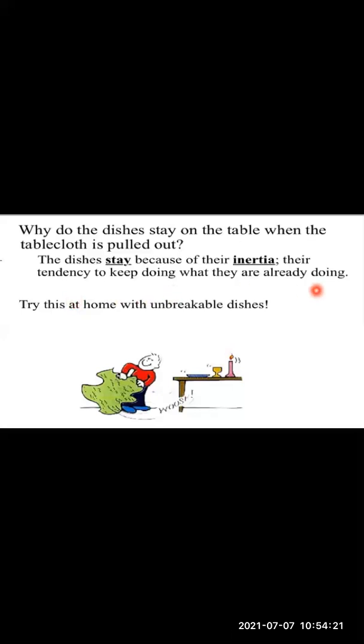You can try this magic at home itself, definitely with unbreakable dishes. Do try this at home, but with unbreakable dishes. So see, these magicians are making use of physics in our day-to-day life, a simple physics that we all see. Okay. So here we are coming across a term which is called inertia. We'll see what is inertia now.